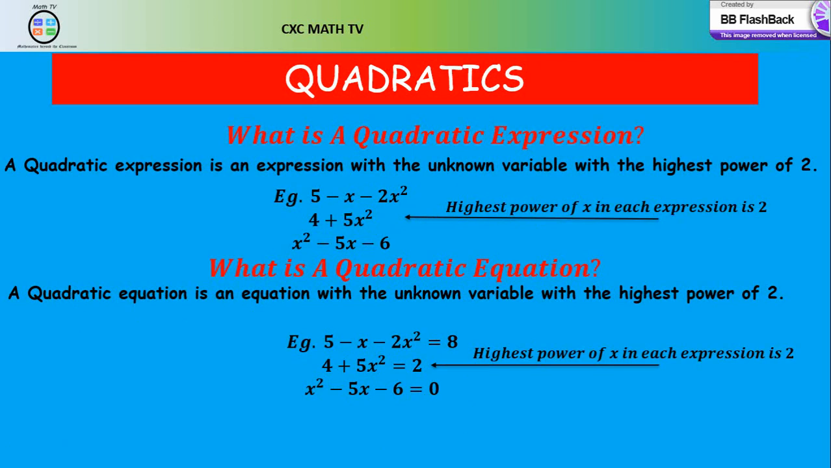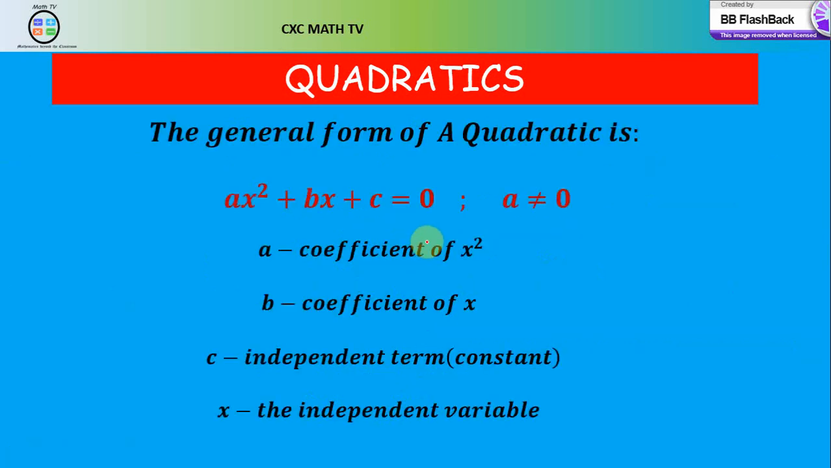Now, whenever the highest power is x squared, for example 5 minus x minus 2x squared, whenever the highest power of the unknown variable is x squared, and there is no equal sign, that's a quadratic expression. Now, when there is an equal sign and the highest power of x is x squared, then this is known as a quadratic equation. So without the equal sign, quadratic expression. With the equal sign, quadratic equation.